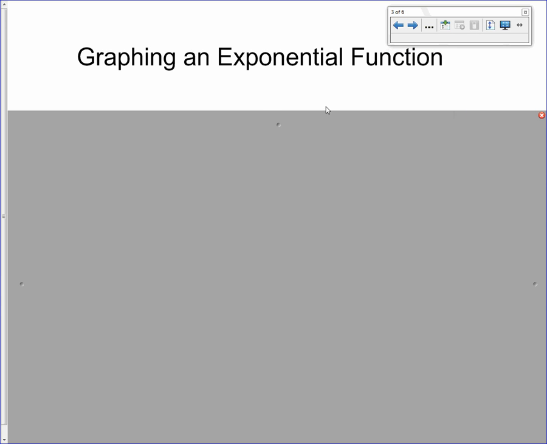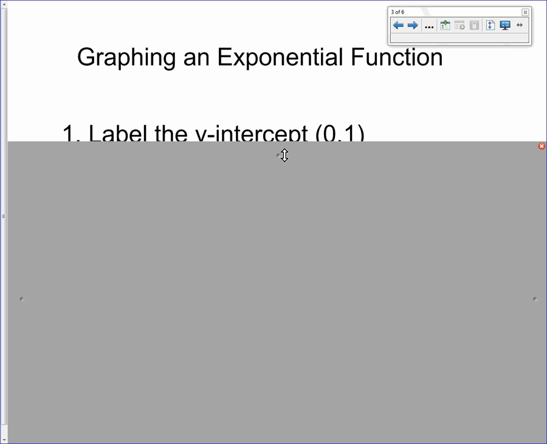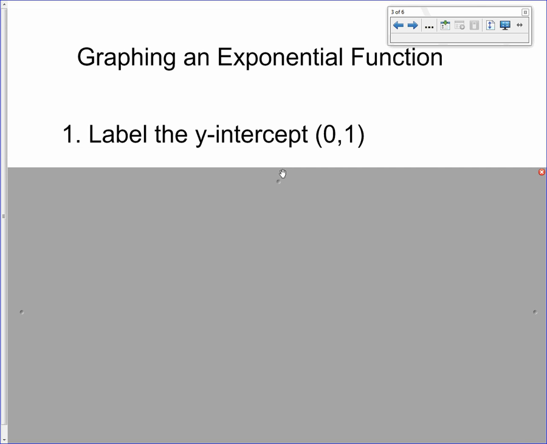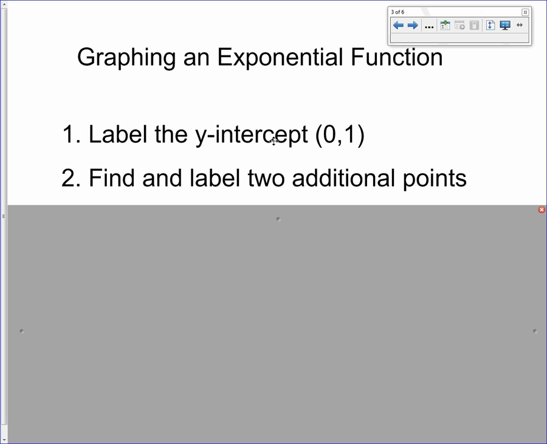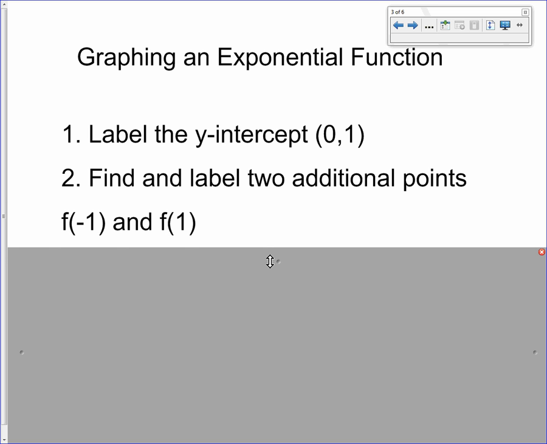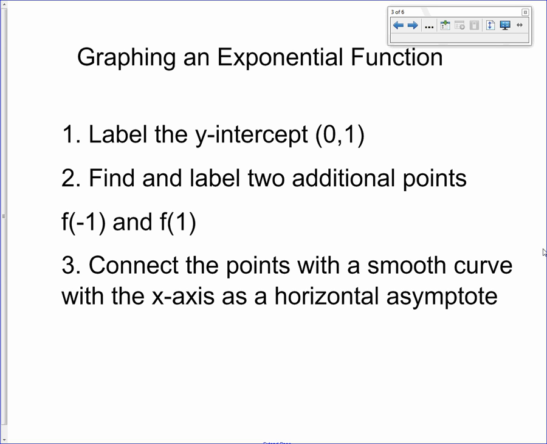All right, so how do you actually graph an exponential function? A couple of steps. First thing you're going to do is label your y-intercept (0, 1). Then you're going to find and label 2 additional points. The 2 easiest points to find and label are f of -1 and f of 1. You can always do more, but those are always going to be the most convenient. Then once you have those additional points, you're going to connect them with a curve, noting that you have an asymptote.